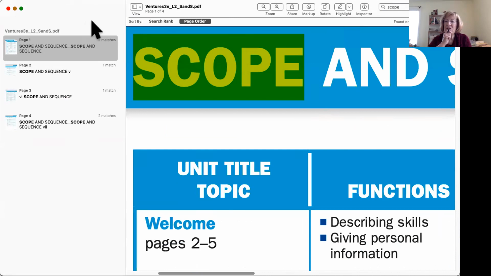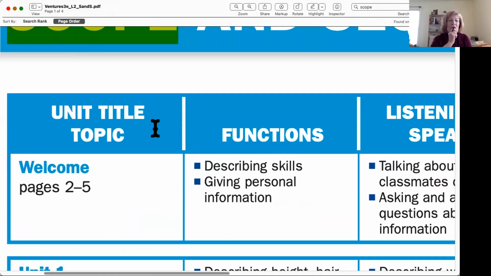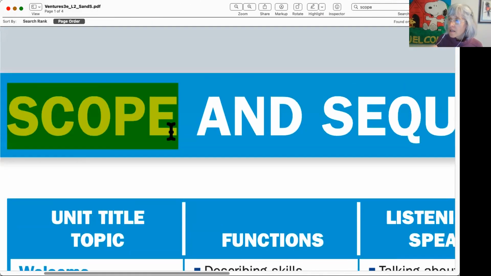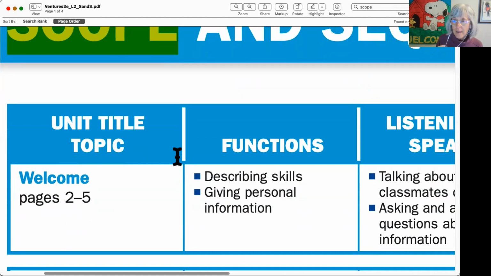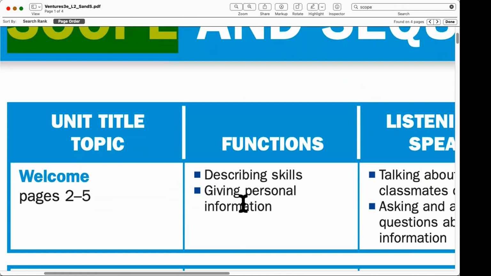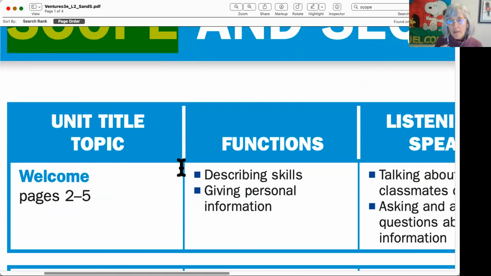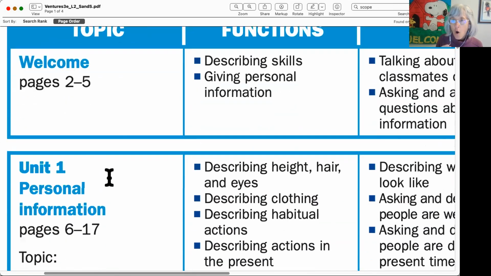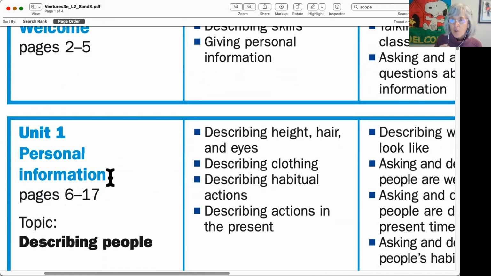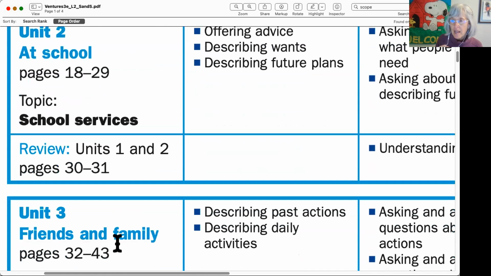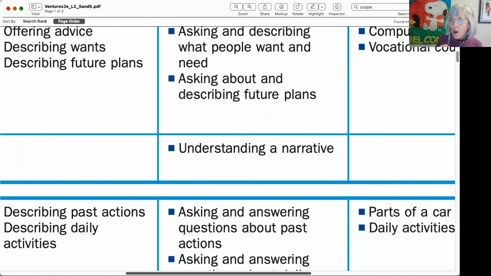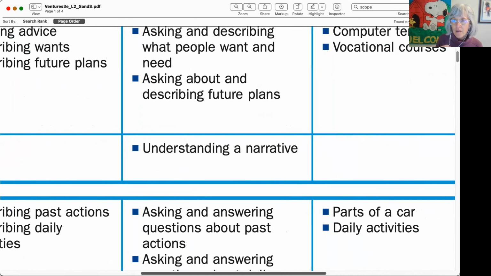Linda, what level is this? Well, this particular one is a level 2. Oh, I see. But the scope and sequence always looks the same. It just has different things in little boxes. With Ventures, one of the things that I like is that the units are always the same in every level. Unit 1 is personal information. Unit 2 is at school. Unit 3 is friends and family. And the material that they cover jumping off those is different depending on the level.